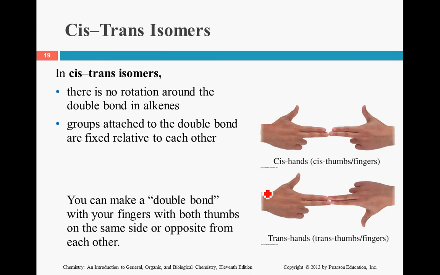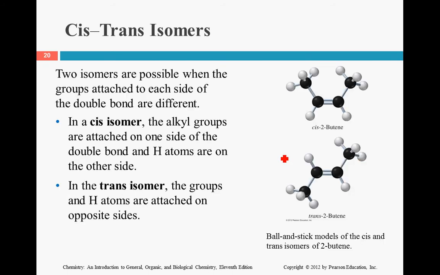This is just reiterating the whole idea. The cis and trans. Cis, both thumbs are on the same side, whereas trans, one's going up and one's going down. Here's the double bond. This is a CH3 and this is a CH3. Both CH3s are on the same side.